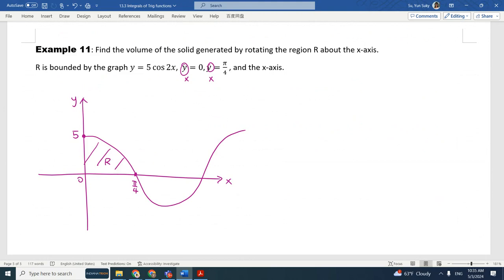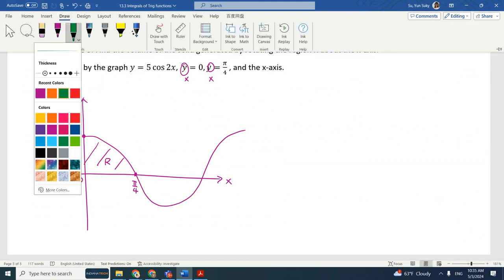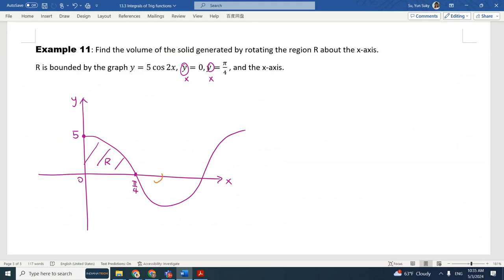And now we want to rotate this region about the x-axis. So how do we do that? Remember, we draw a little rectangle vertically. Then this is the x.